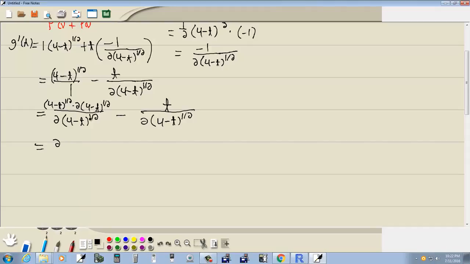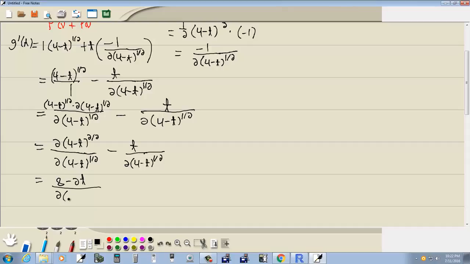Since they're both 4 minus t, I'm going to add the exponents. And that gives me 4 minus t to the 2 over 2. And our denominator remains as is. And same here. Okay, now 2 over 2 is 1, so that's 4 minus t to the first power. So then I can multiply the 2 through. 2 times 4 is 8. 2 times negative t is negative 2t. Over 2 times 4 minus t to the 1/2, minus t over 2 times 4 minus t to the 1/2.